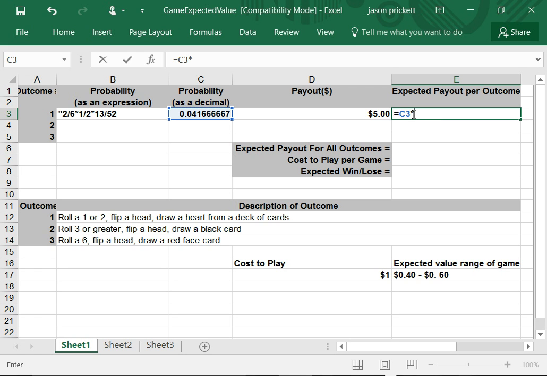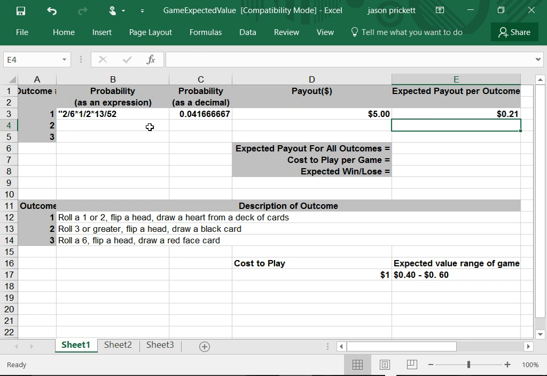Use the asterisk to indicate multiplication: C3 times D3, or 0.041666 times $5. 21 cents. So your expected payout for that outcome is 21 cents.